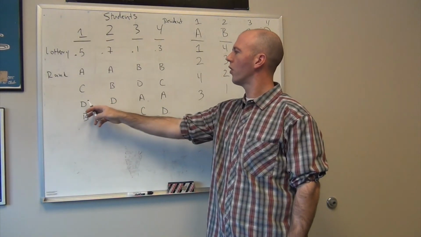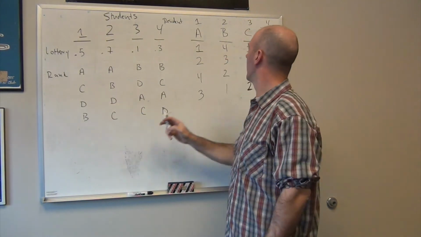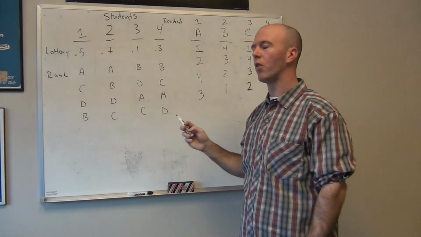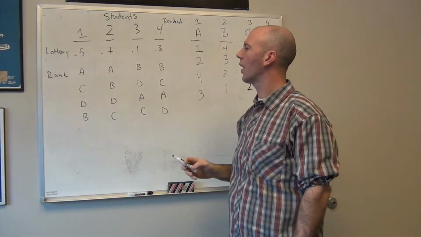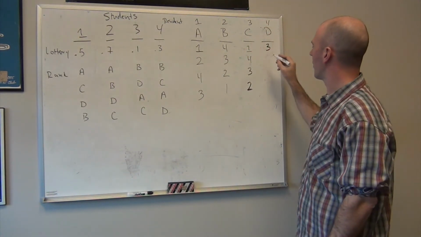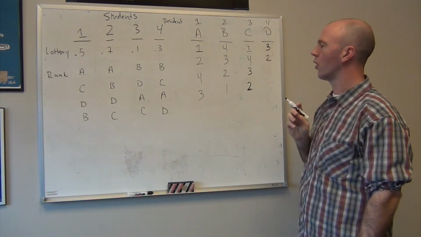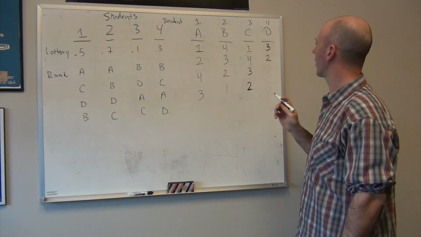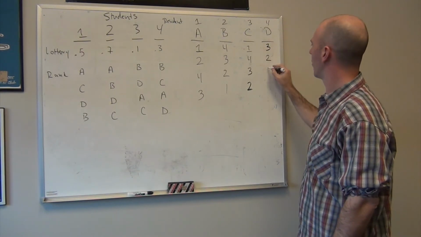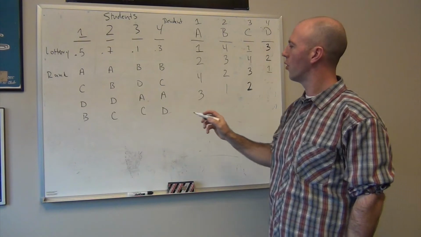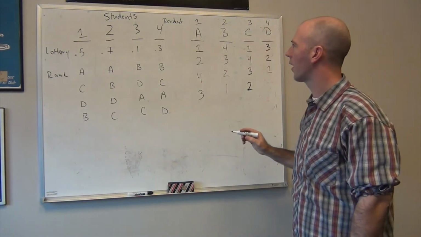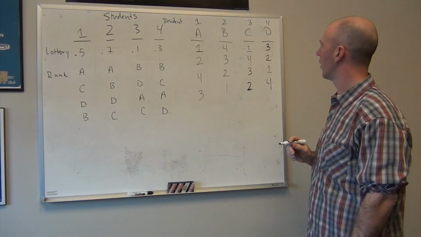And so 1 and 2 rank D the same. Neither one of them is the neighborhood student, so we have to go to the tiebreaker. And in this case, 2 is the higher tiebreaker. So 2 is ranked second at D, 1 is ranked third, and the student who's ranked last is the student who ranks it last, and that's 4.